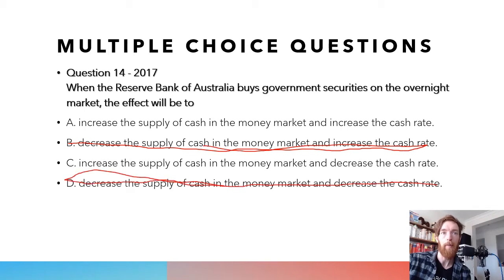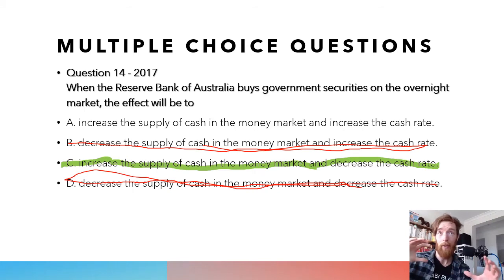It's like we're on Who Wants to Be a Millionaire and we get to rule out half the answers straight away, which is great. So then, if they're increasing the supply of cash, what's going to happen? Well, it's going to decrease the cash rate based on what we talked about just before. So it's going to be C. I think 74% of people got this right. And so it's just similar logic each time.